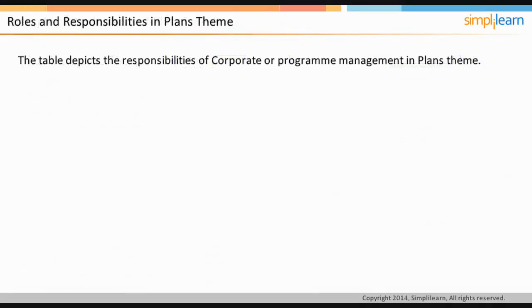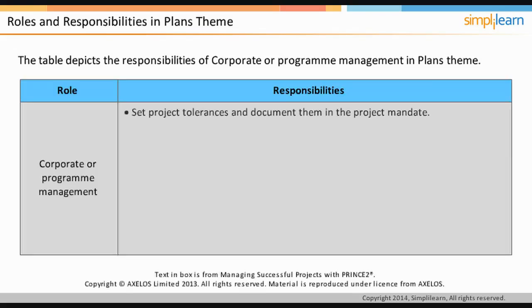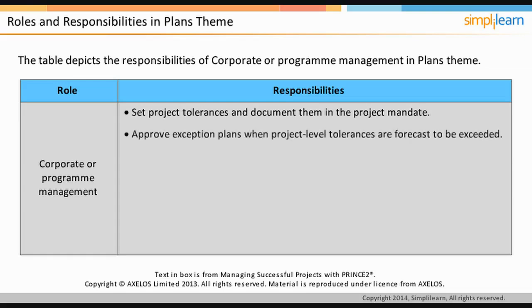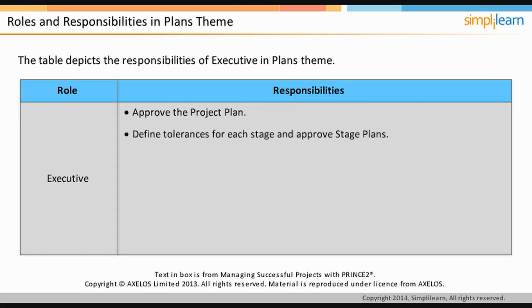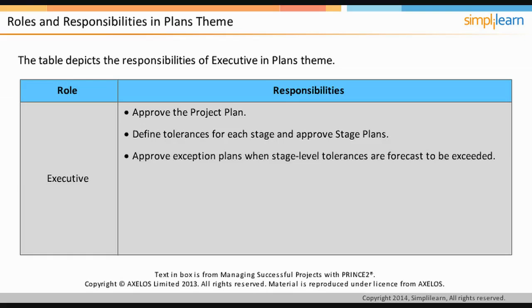The table on the screen depicts the responsibilities of corporate or program management in Plan's theme. The corporate or program management set project tolerances and document them in the project mandate. They approve exception plans when project-level tolerances are forecast to be exceeded and provide the corporate or program management planning standards. The executive approves the project plan, defines tolerances for each stage, and approves stage plans. Executive is also responsible for approving exception plans when stage-level tolerances are forecast to be exceeded and committing business resources to stage plans, that is, finance.